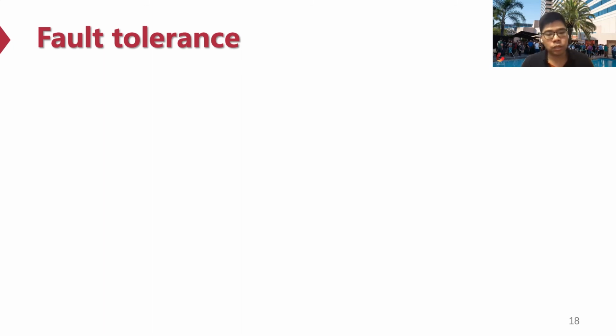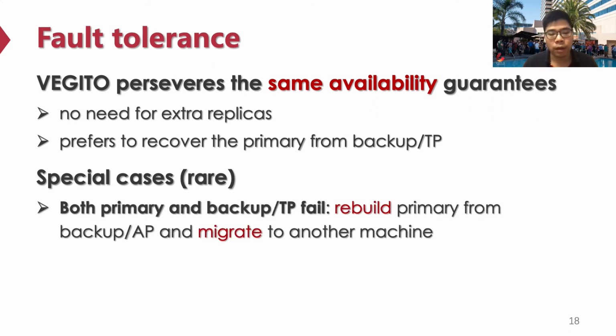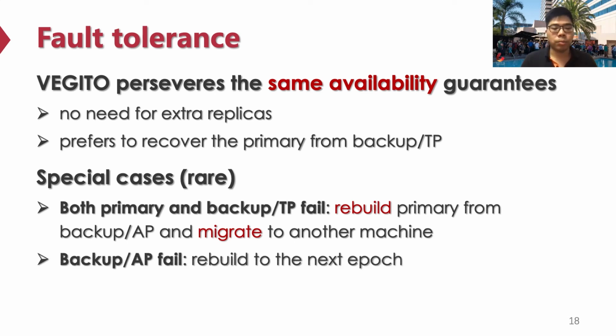The backup AP can still provide fault tolerance. Vegito preserves the same availability guarantees and doesn't need extra replicas. Vegito prefers to recover the primary from the backup TP. There are some special cases. When both primary and backup TP fail, Vegito rebuilds the primary from backup AP and migrates to another machine. When backup AP fails, Vegito rebuilds it to the next epoch.